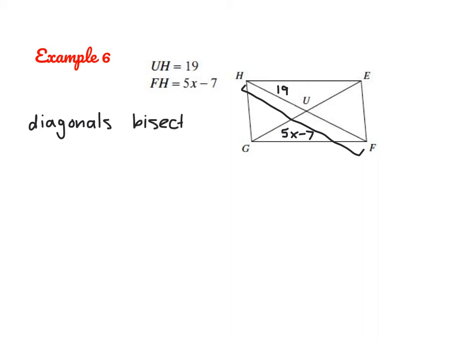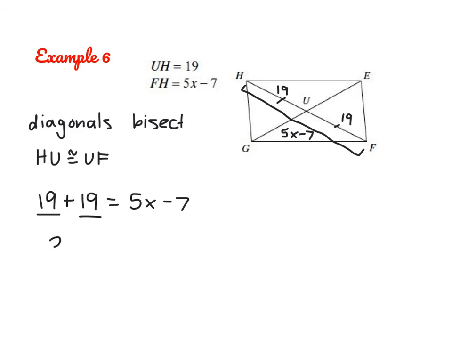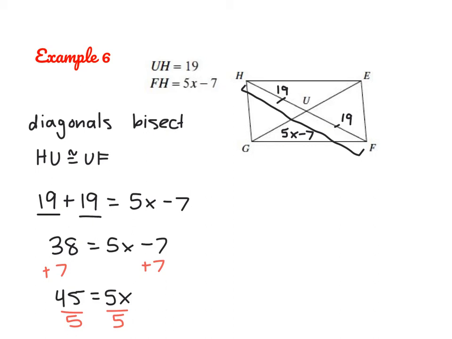So since the diagonals bisect, I know that HU is congruent to UF. So if this is 19, so is this. This allows me to create an equation to help me solve for x. I know that 19 plus 19 is going to equal my total distance, 5x minus 7. So I'm going to combine like terms on the left, and we should get 38 equals 5x minus 7. Let's add 7 to both sides. 45 equals 5x, and then divide both sides by 5. Our answer is x equals 9.